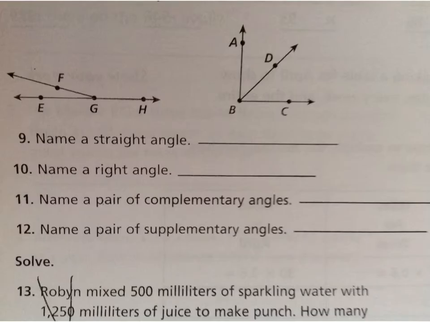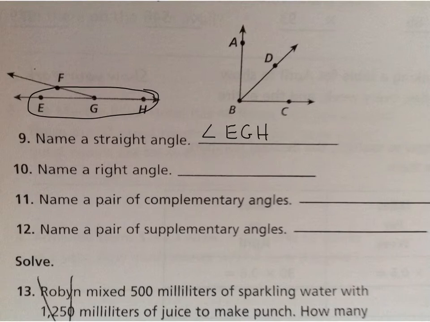We just looked at this 2 days ago. Remember, a straight angle is a straight line, 180 degrees. So our straight angle here is right here, a straight line. So our angle is angle EGH. Our right angle is 90 degrees, and again, they should have labeled this because this could possibly be 89 degrees, but it isn't. Remember, our vertex has to be our middle letter, so we have A, B, C.